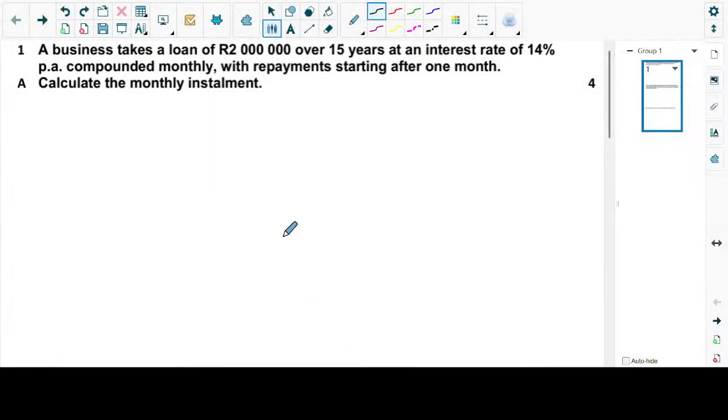Yes, our activity 11. Activity 11 says a business takes a loan of 2 million over... Keyword. Let's highlight the keyword. Okay, a business takes a loan of 2 million. That's our first keyword.